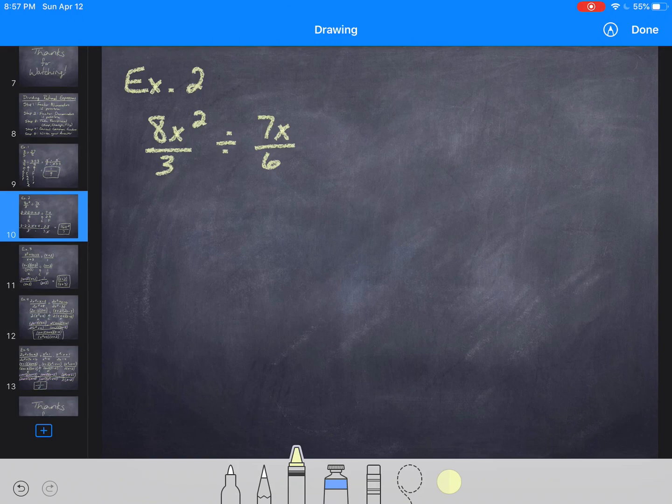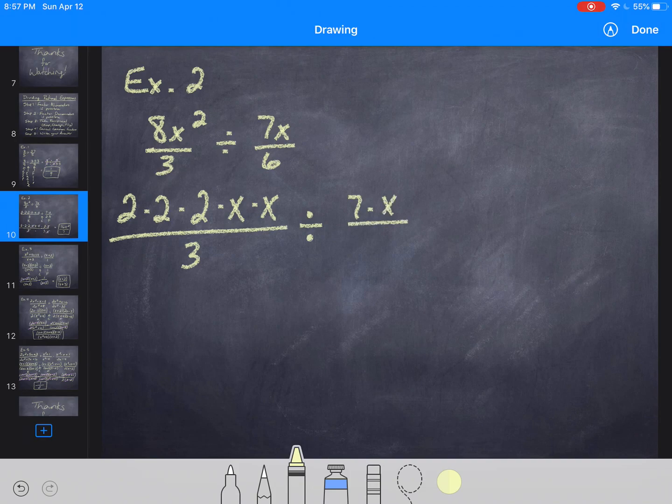This is a little more complicated than the example we did previously. The first thing I'm going to do is do my prime factorization of my numerators and the prime factorization of my denominators. So if I do the prime factorization for 8x squared, I end up with 2 times 2 times 2 times x, all over 3. My division symbol is still there. I'm going to do my prime factorization of 7x. It is just 7 times x, all over. The prime factorization for 6 is 2 times 3.